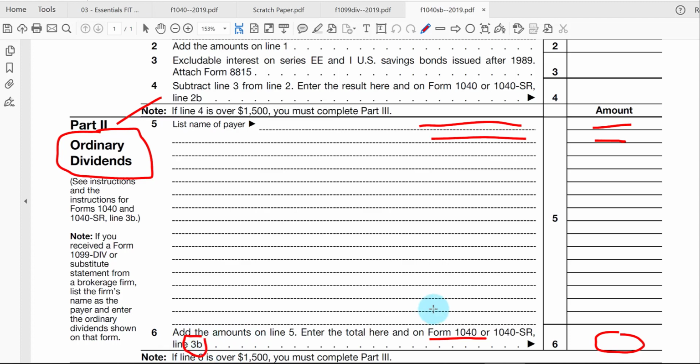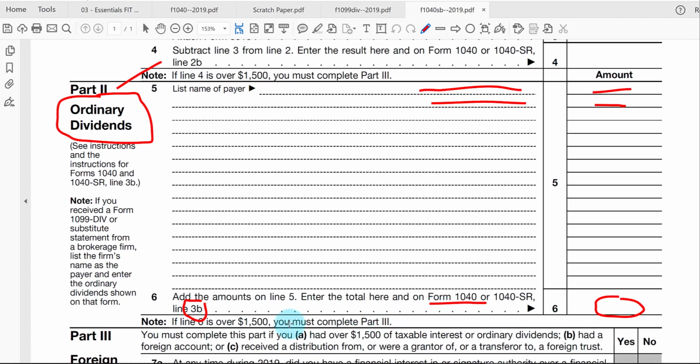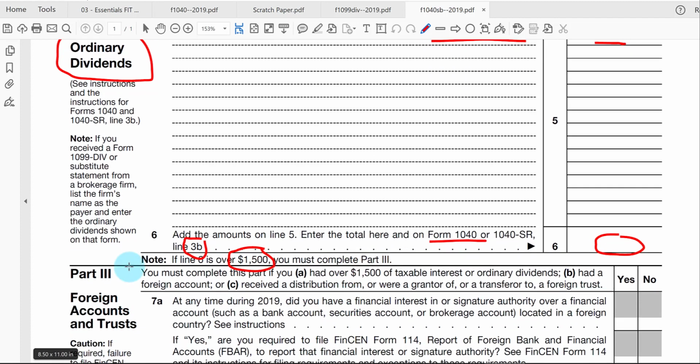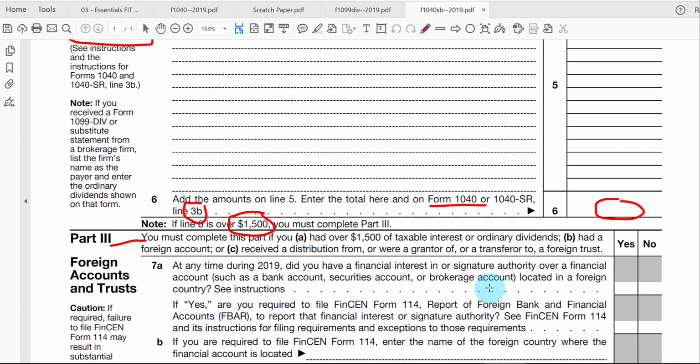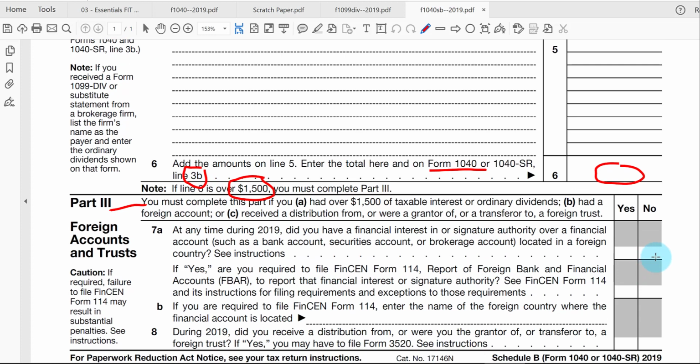Again, if you're filling out this form because you have more than $1,500 of either interest or dividend income, you got to finish off this part 3, indicating whether you have foreign accounts. In all the problems we have this semester, you're not going to have any foreign accounts. So make sure you check off no, or in most tax softwares, the default is going to be no. So let's trace this total back to the 1040 form.